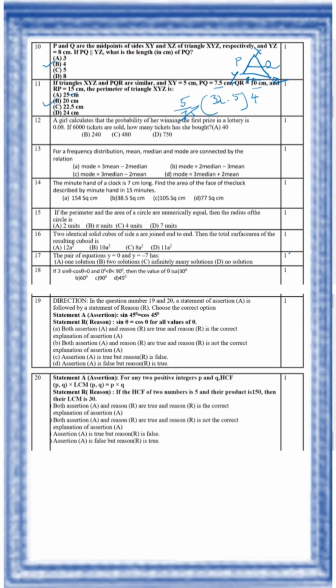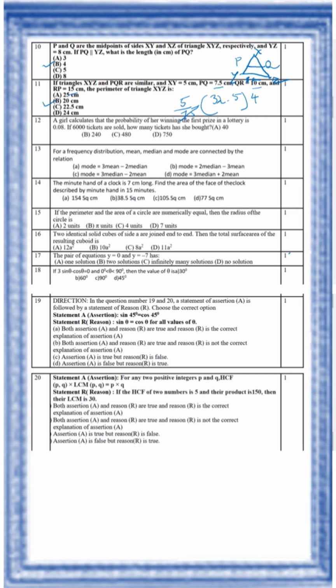A girl calculates the probability of winning the first prize in a lottery is 0.08. If 6,000 tickets are sold, how many tickets has been bought? A. 40, B. 240, C. 480, D. 750. How can you calculate?